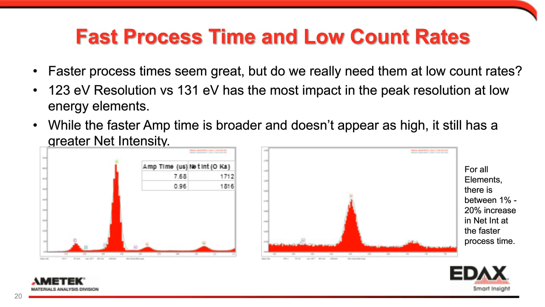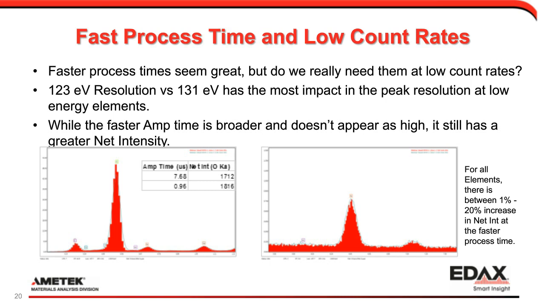And so what's going on there is that the slower amp time has such a good resolution that it's keeping all of the available counts into a very narrow range and thereby making the peak appear higher. Now, the net intensity is still actually higher, meaning the throughput for the faster amp time is higher, 1800 versus 1700, so a little bit higher there. But the peak itself is a little bit broader because the resolution has spread out.